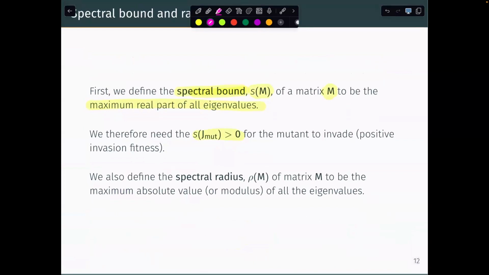Okay, so that's the first bit. The second bit is we define something called the spectral radius, or rho of M. And this is just the maximum absolute value, or modulus, of all of our eigenvalues.